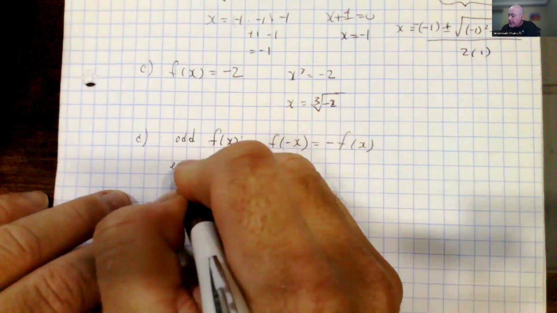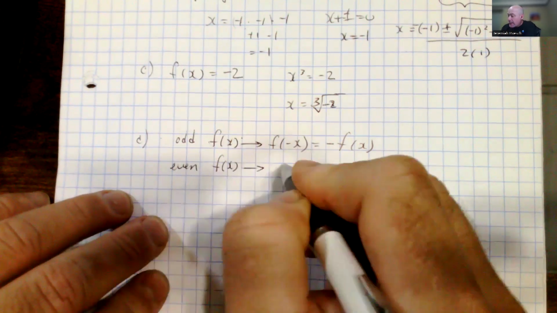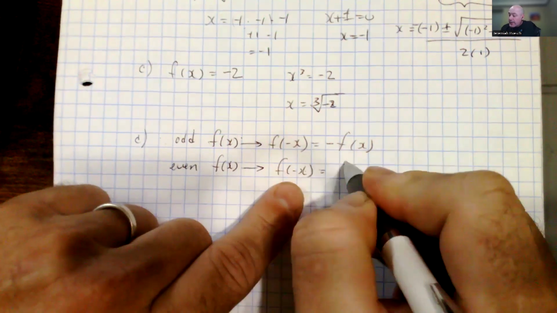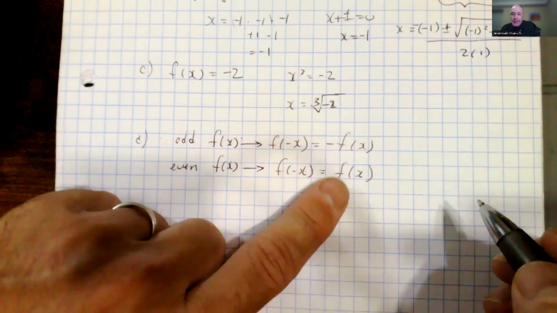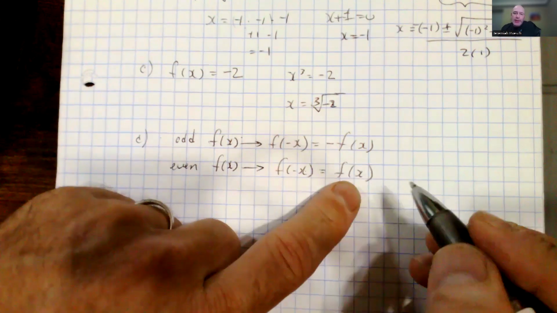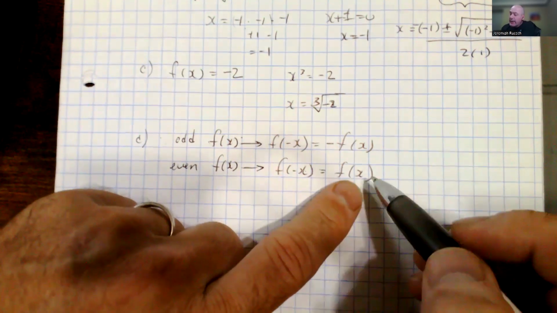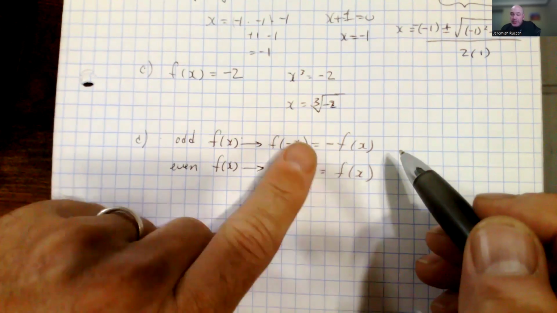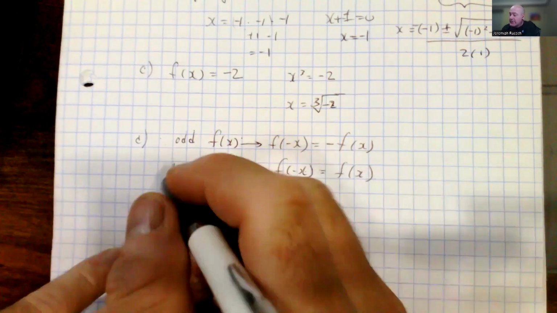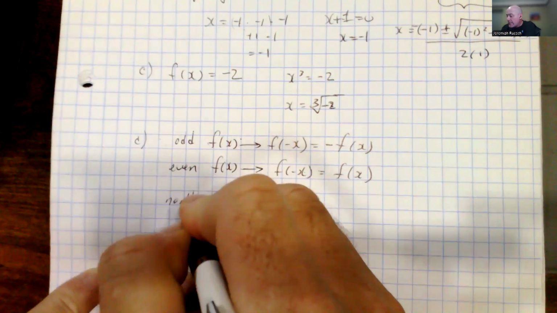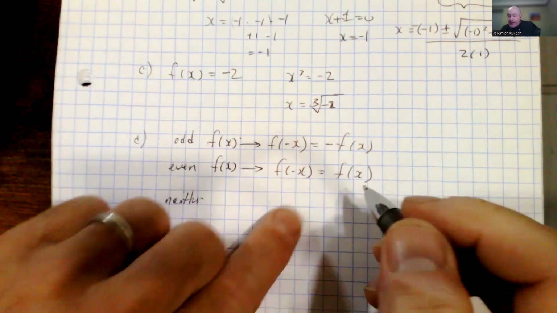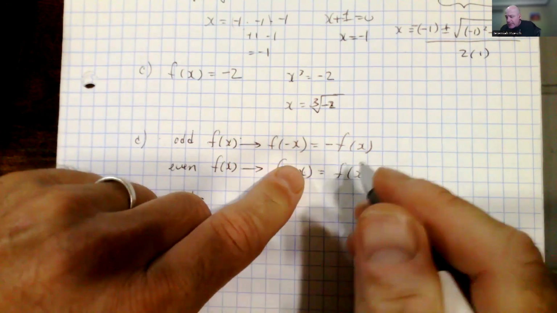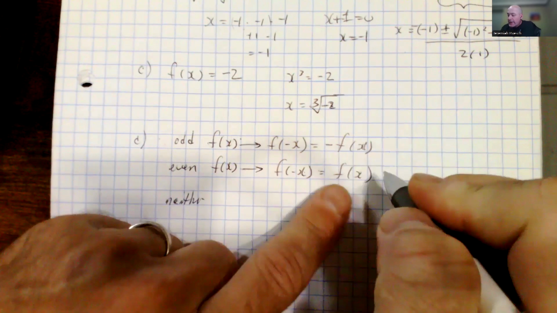If f is even, then when we replace x with negative x, it just becomes the same as f of x. In other words, in an even function, it's like absorbing the negative, so it's unaffected by the negative sign. And if the negative comes out when you replace x with negative x, then that's the definition of an odd function. And neither means that it doesn't have either of these properties.